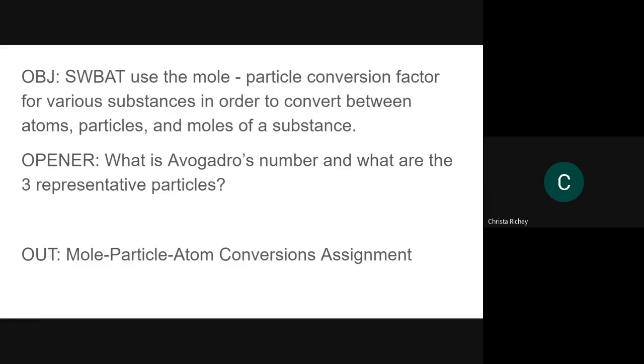So yesterday's paper was moles and grams, which used the periodic table. Today is not grams. Today is moles and particles. You only use that periodic table if there's grams involved. Today, we're using Avogadro's number. Do you guys remember what that number is? It's a really big number. It's 6.02 times 10 to the 23rd.